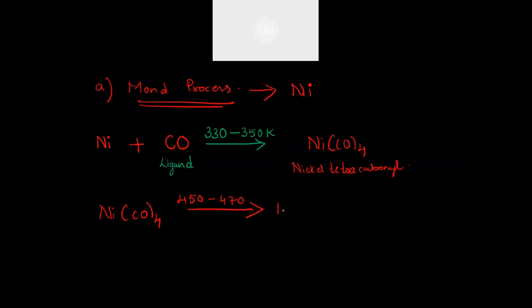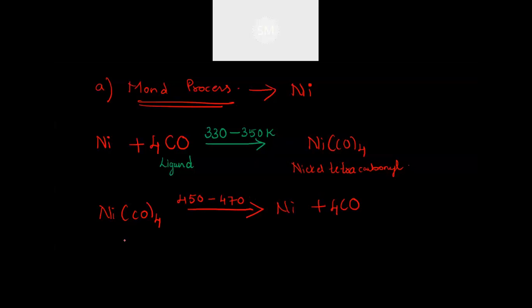So this breaks down to give you Ni plus the carbon monoxide, 4 carbon monoxide here, 4 here. It's a reverse reaction. Same reaction it is, but in the reverse order. So it is easy to remember the equation. The first equation itself you should reverse and write. Only the temperature has to be changed. So that's Mond's process for nickel.